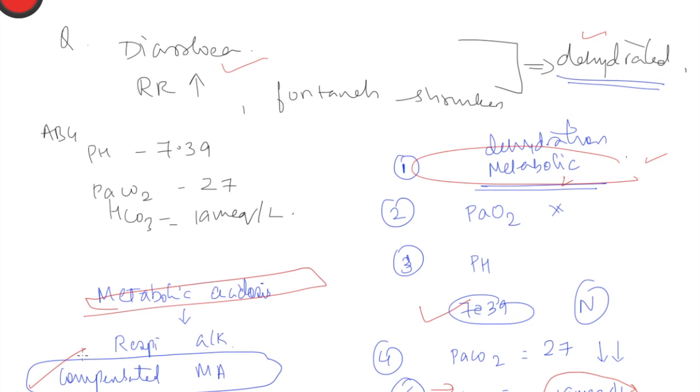Now if they give you the ions and everything, then you can go ahead and calculate your anion gap. But from our mnemonic, if you remember that diarrhea will cause a normal anion gap metabolic acidosis. Normally diarrhea causes normal anion gap metabolic acidosis. So that was a simple question.